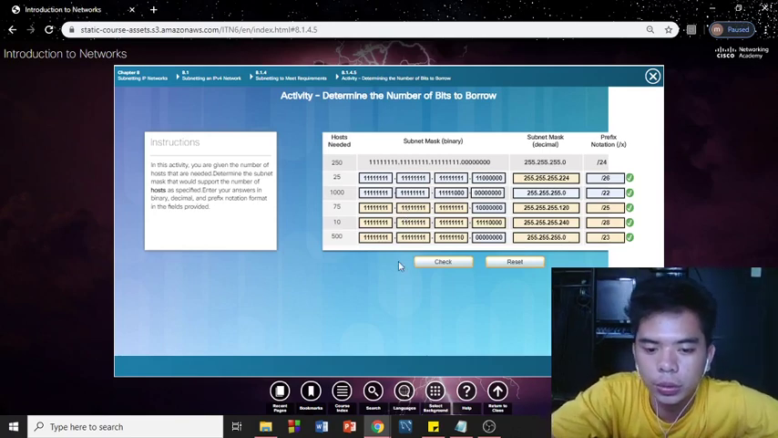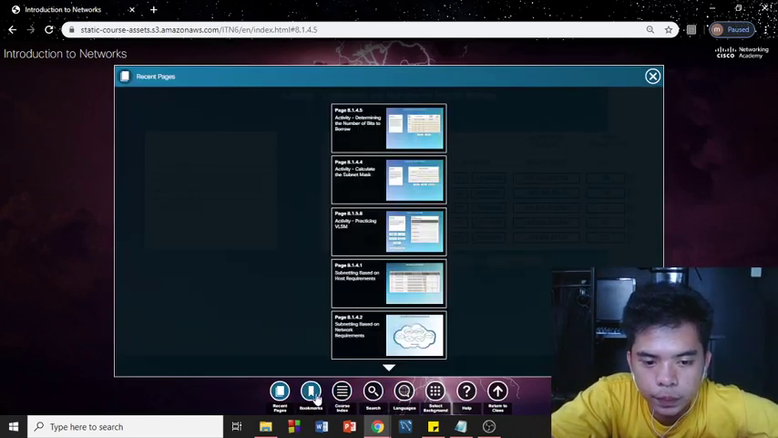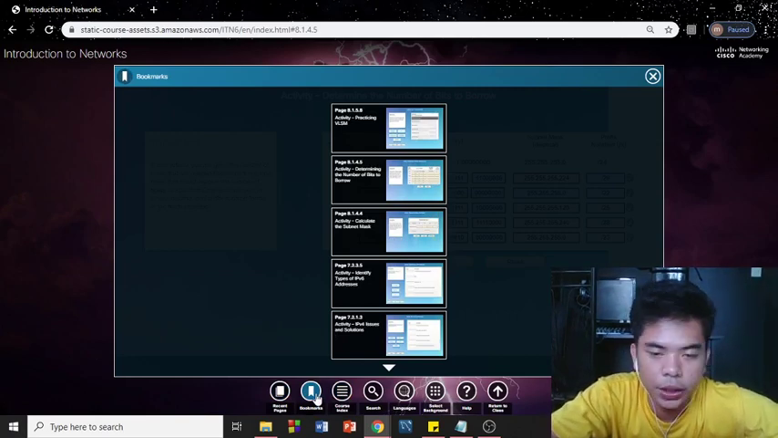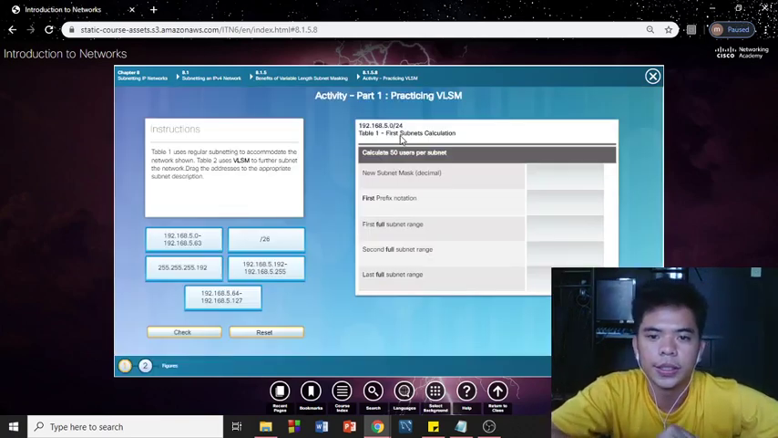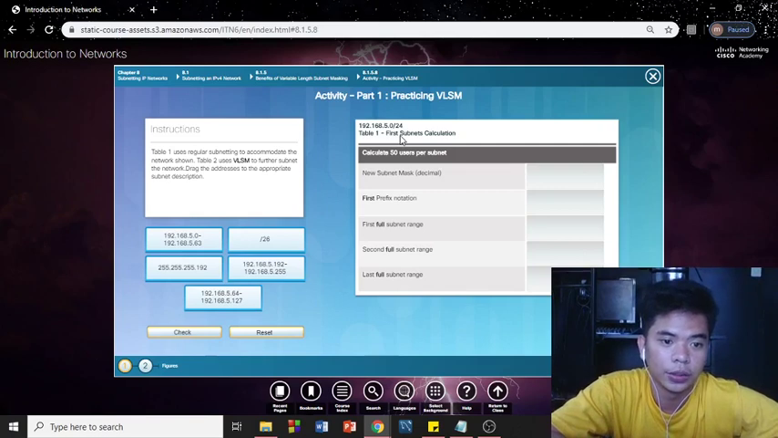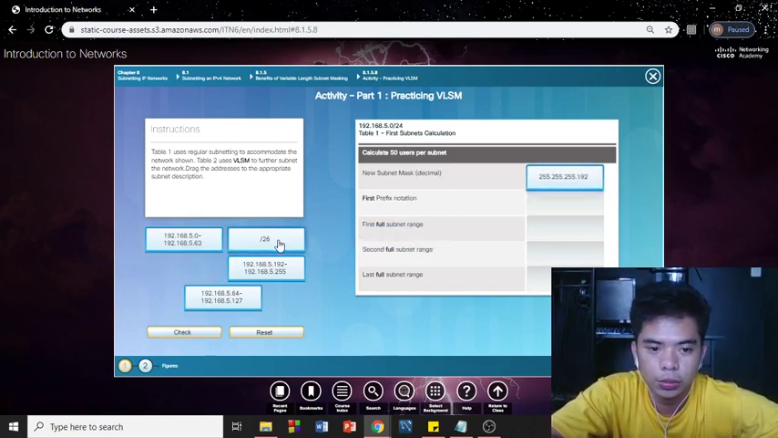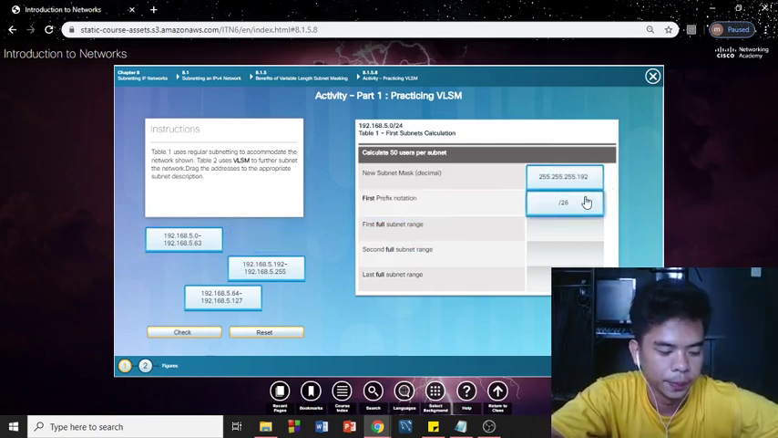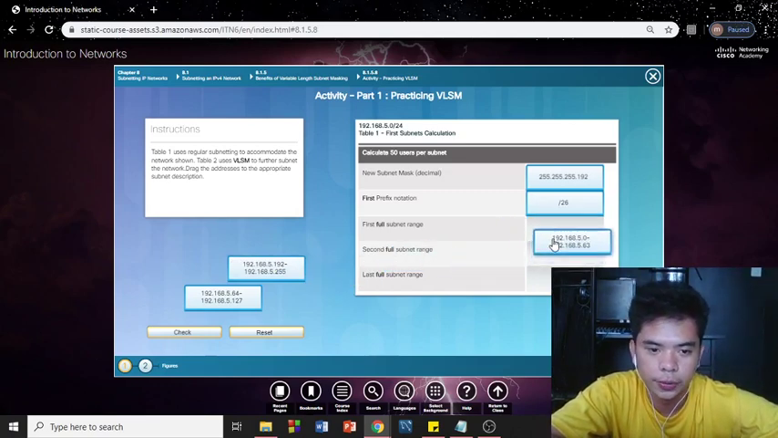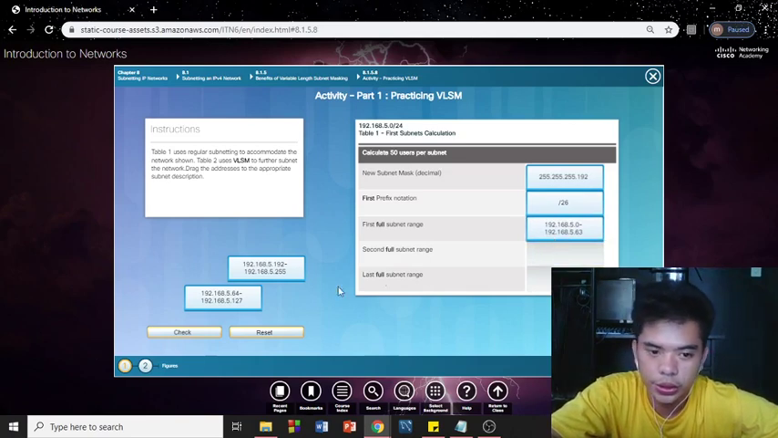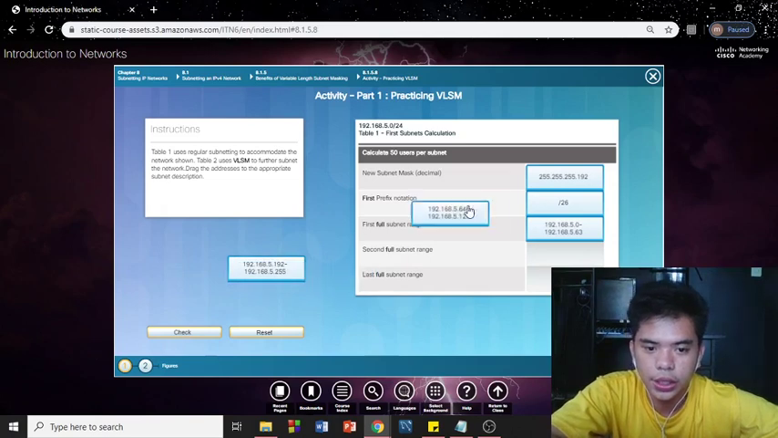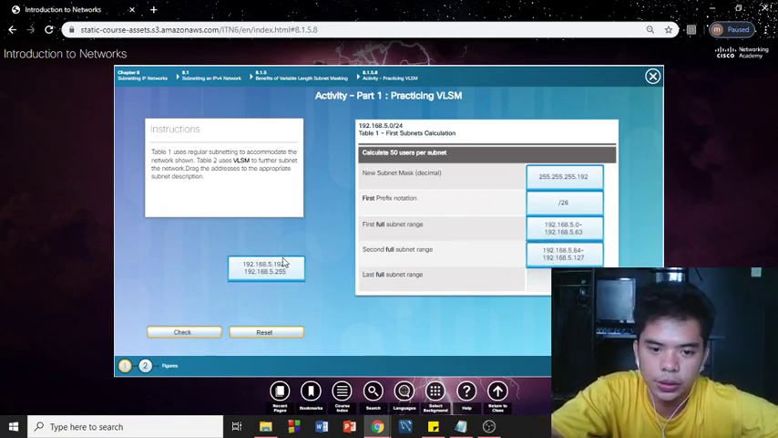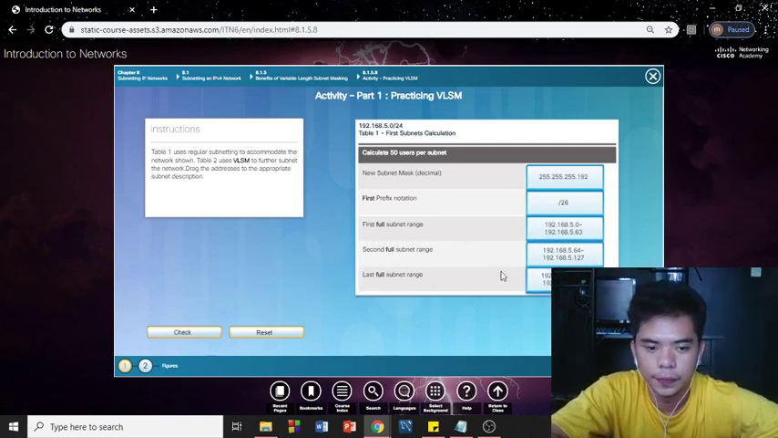The next activity that we're going to do is practicing VLSM. So practicing VLSM, table 1 uses regular subnetting to accommodate the network shown. Table 2 uses VLSM to further subnet the network. Drag the address to the appropriate subnet description. So first is the full subnet, which is 255. Next one is first prefix notation is /26, and 192.168.63 is going to be our first full subnet range. And next is the second full subnet range, 192.168.127, and our last full subnet range is 192.168. So going to check it.